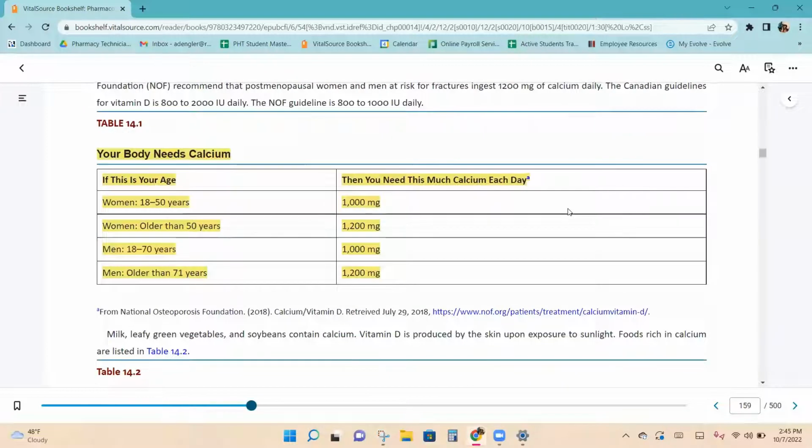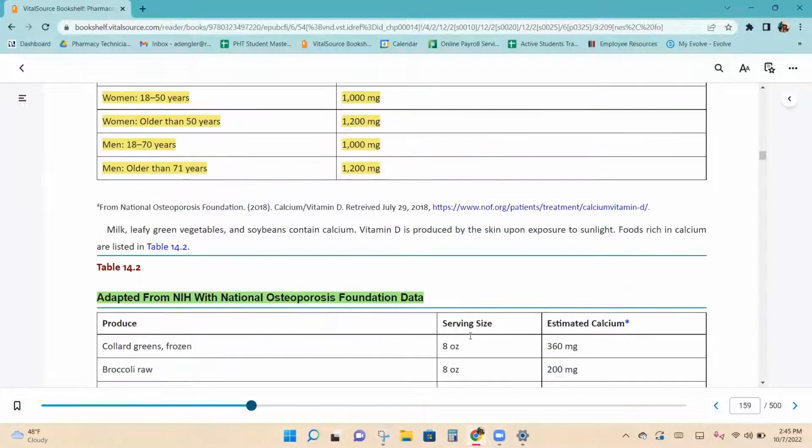So table 14.1 shows how much calcium you need at your age. If you're a woman between the ages of 18 through 50, you should be taking 1,000 milligrams of calcium each day, or that's how much you need, not that you need to be taking it exactly. Older than 50, women should get 1,200 milligrams a day. Men are actually 18 to 70 at 1,000 milligrams, and then 71 and older at 1,200.